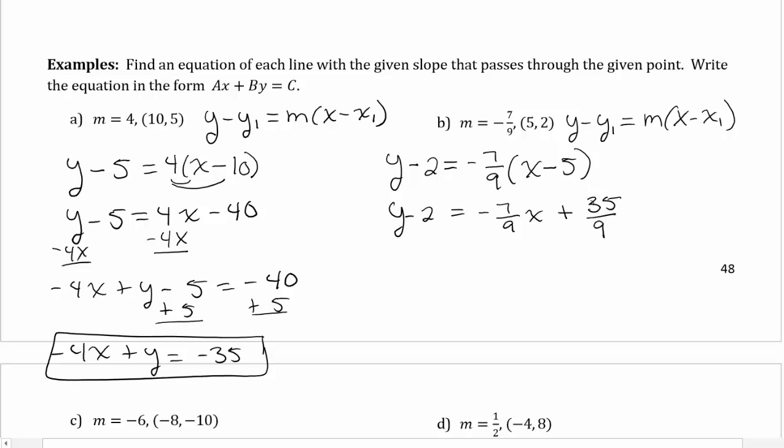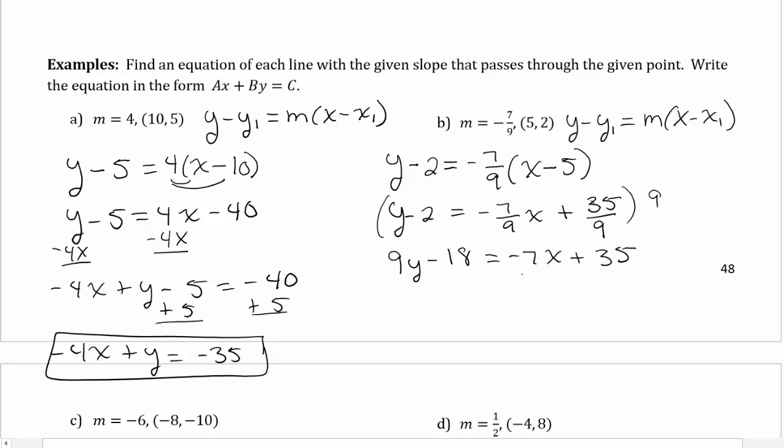So before I go any further, I'm going to get rid of my fractions, because in this standard form, ax plus by equals c, we don't want any fractions. So I'm going to multiply everything in this by 9. So we'll have 9y minus 18 equals negative 7x plus 35.